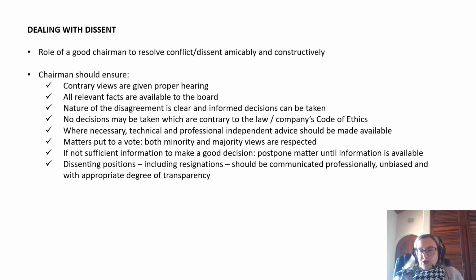There is obviously no agreement or decision that can be made that is contrary to the law or contrary to the company's code of ethics, i.e., you cannot make an unethical or unlawful decision which will be in the best interest of the company. Where necessary, the chairman should ensure that professional advice is brought in.